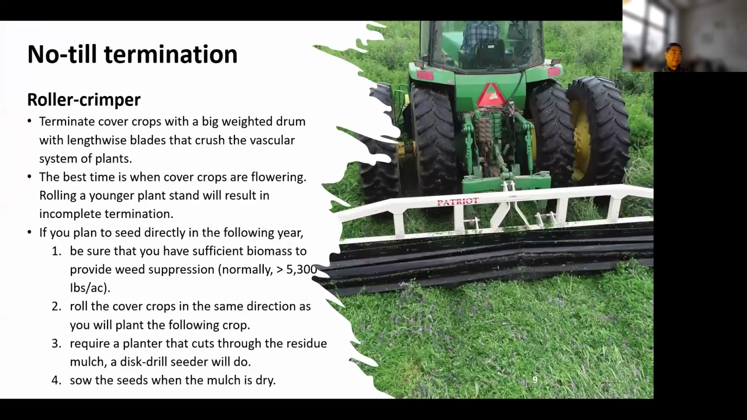They could produce multiple times and produce a lot more biomass and fix a lot more nitrogen if legumes are in there. The next termination is no-till termination, the roller crimper. This terminates the cover crops with a big weighted drum with lengthwise blades that crush the vascular systems of the plant. So they chop the plant, break it, but they don't completely break it into different pieces.